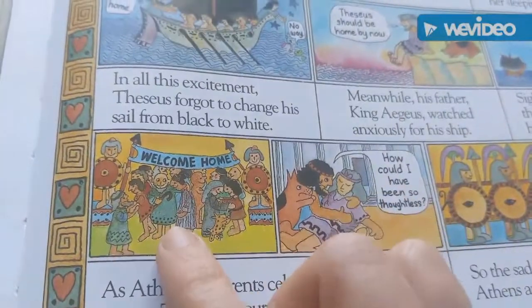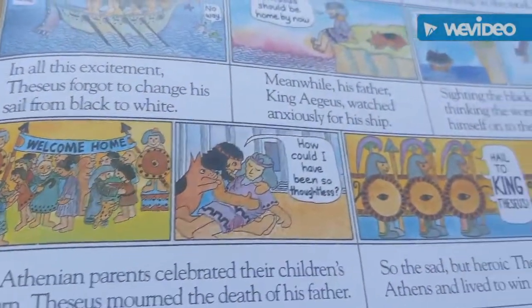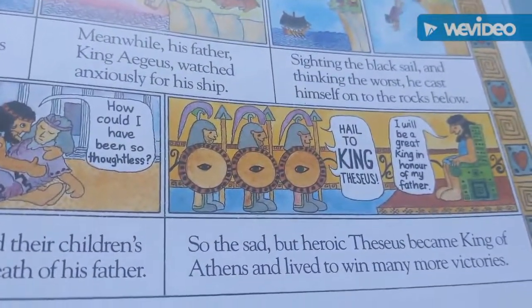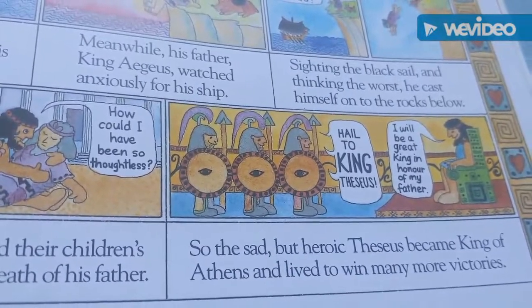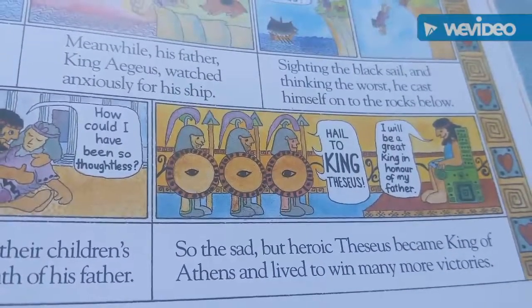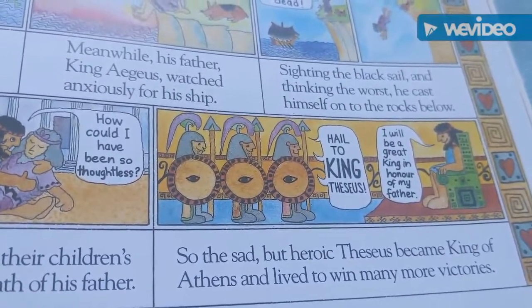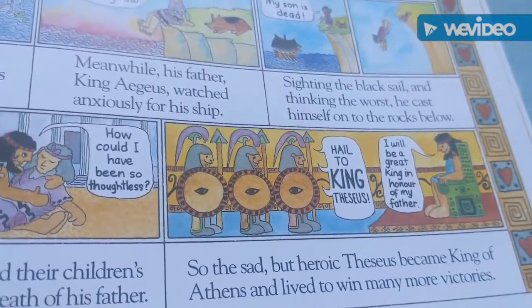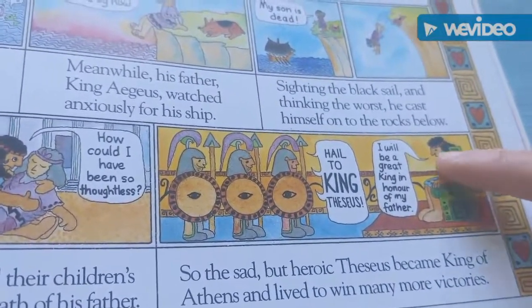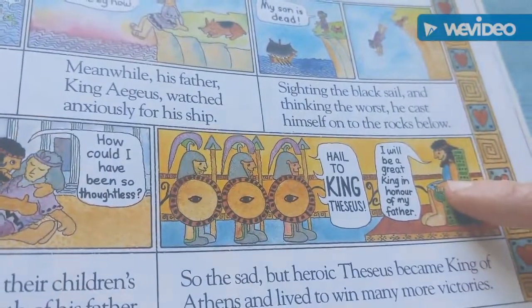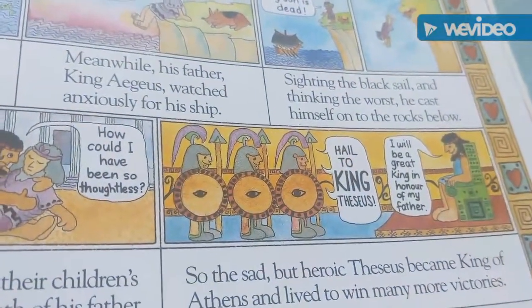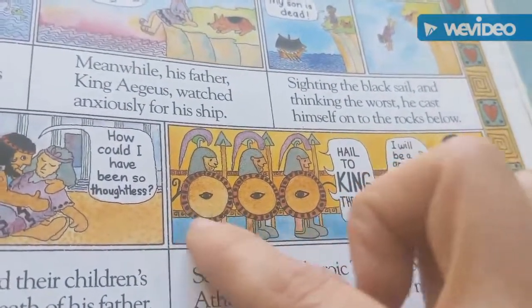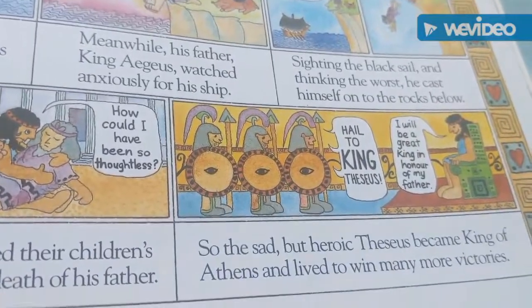So all of their parents, they're happy to see all the children who've been rescued by Theseus. So the sad but heroic Theseus became king of Athens and lived to win many more victories. So he's sad, but he's also heroic, and he then becomes king, and he's saying, I will be a great king in honour of my father. And these soldiers here are saying, Hail to King Theseus.